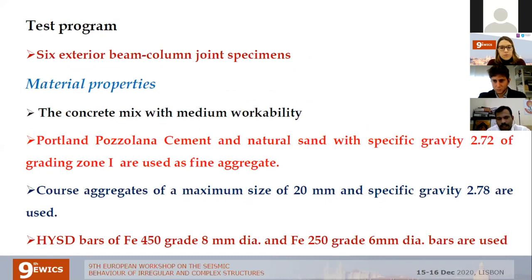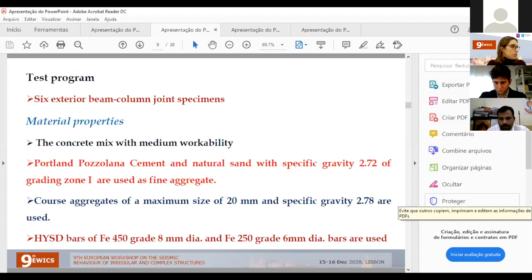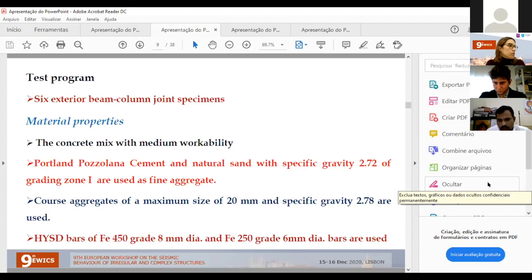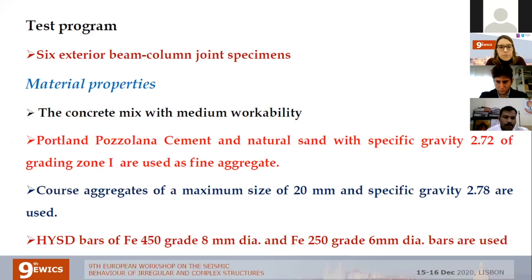Considering the material properties, while preparing the specimens, the concrete mix of M25 grade with medium workability is designed using the Portland pozzolana cement of the 53 grade, with the specific gravity of 2.72 of the grading zone 1. The HYSD steel bars of the FE450 grade, 8 mm in diameter, are used as a longitudinal reinforcement in beam and column, whereas the FE250 grade, 6 mm in diameter, are used for the transverse reinforcement.